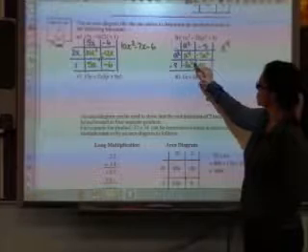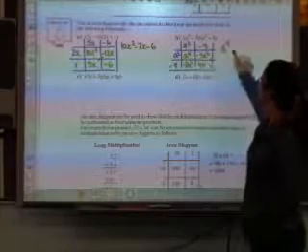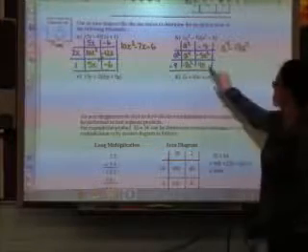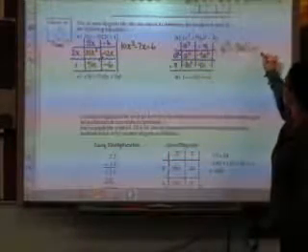These two are my like terms, negative 8 and negative 5 gives me negative 13 a squareds and a positive 40.